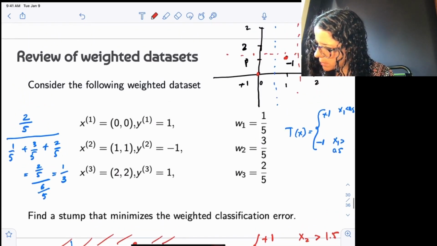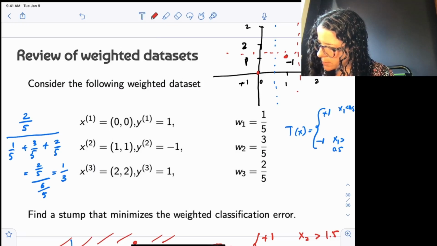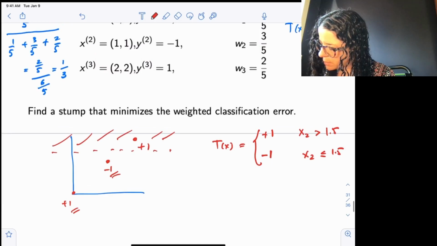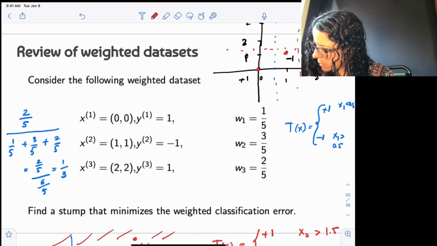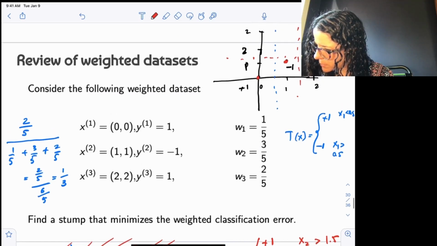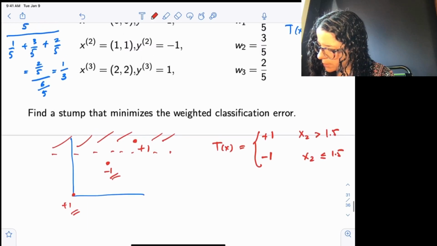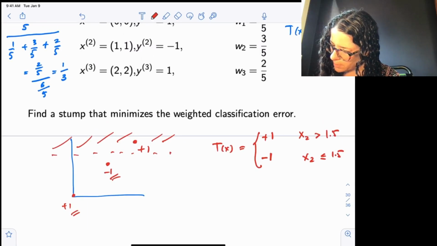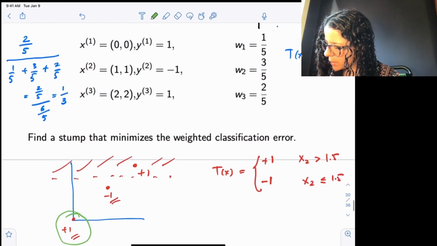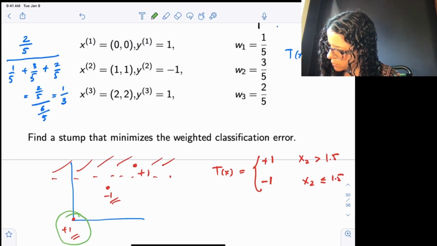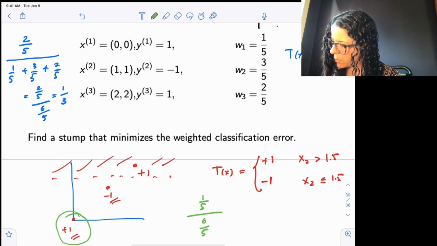Let me think about this again. I see, so in here we are misclassifying this guy here. Let me change to green. We are misclassifying this example, which is the first example and has weight 1/5. So now the error is going to be 1/5 divided by the same 6/5, so this is 1/6.